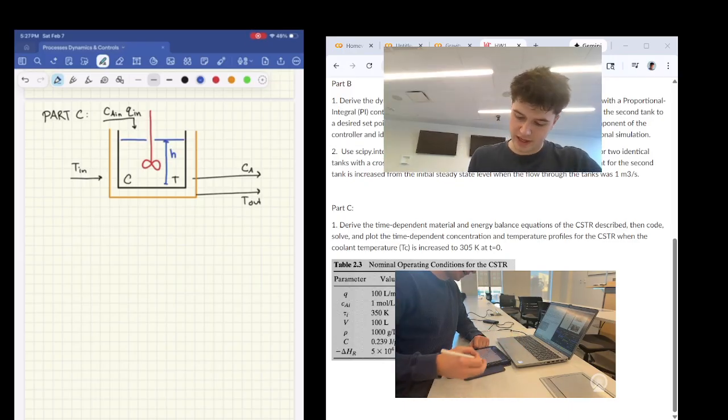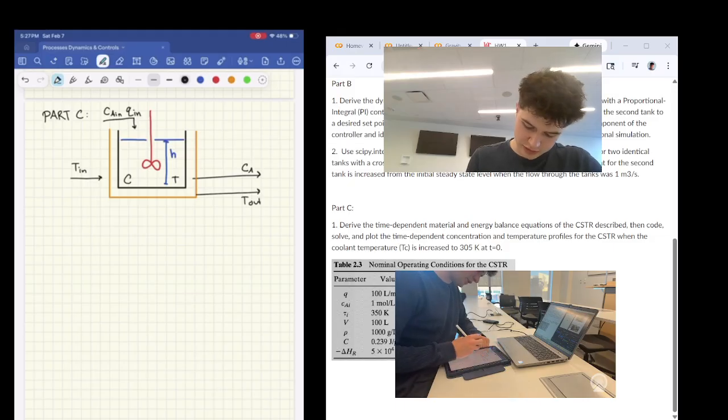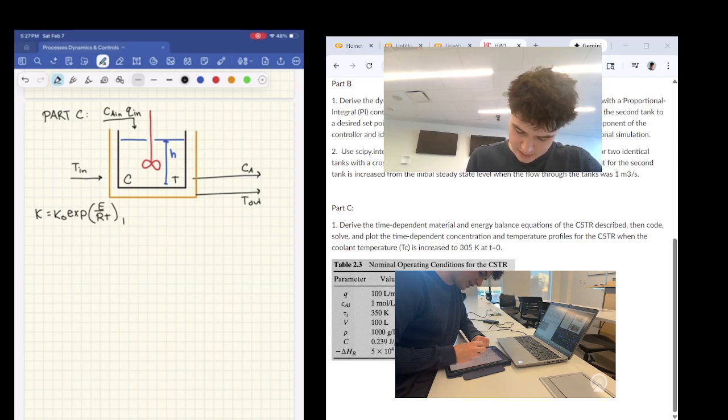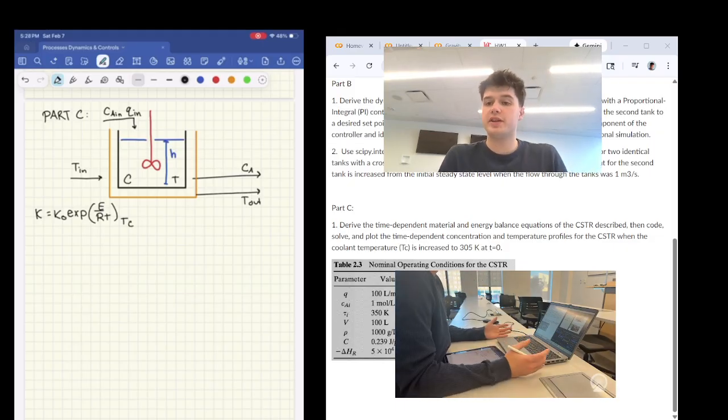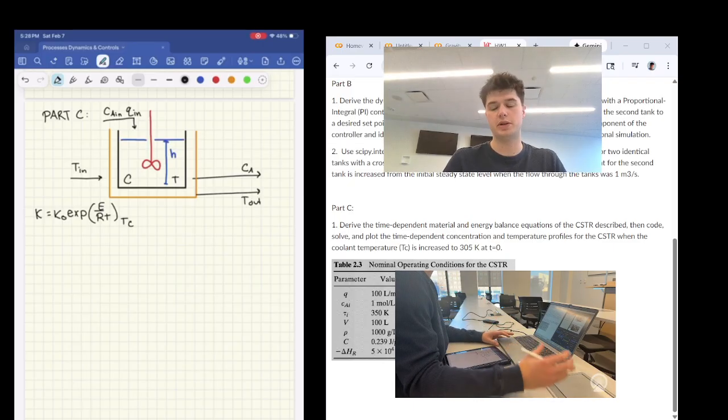So next we are going to find our reaction rate, which is going to be our first equation: k is equal to k naught times the exponent, and in these parentheses we're going to have negative E over R T at Tc, temperature cooling. Now we are going to have to modify this equation and plug in some different things so we are actually able to input this into Colab, and that's where we will start to go from here.